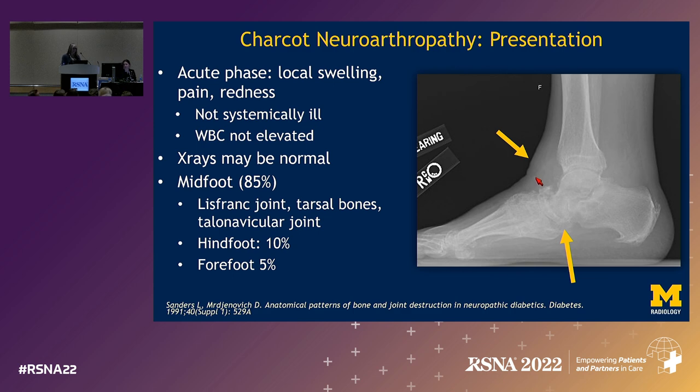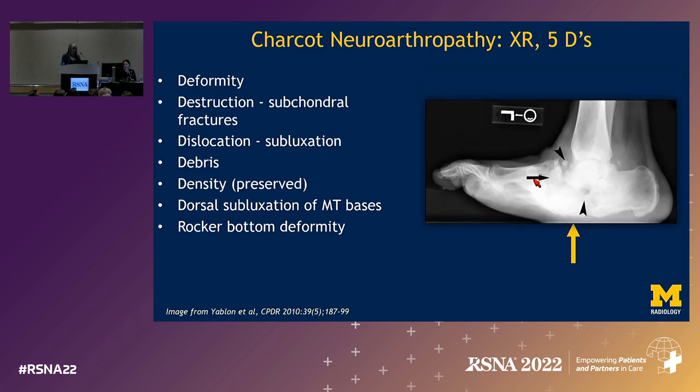So the five Ds of Charcot neuropathy, which people may have learned in medical school or first year radiology, begin with deformity. In this case, we have collapse of the hindfoot leading to the classic rocker bottom deformity. And this is important to note because once this rocker bottom deformity occurs, then weight bearing is transferred to the cuboid, and an ulcer subjacent to the cuboid in the midfoot can be expected.